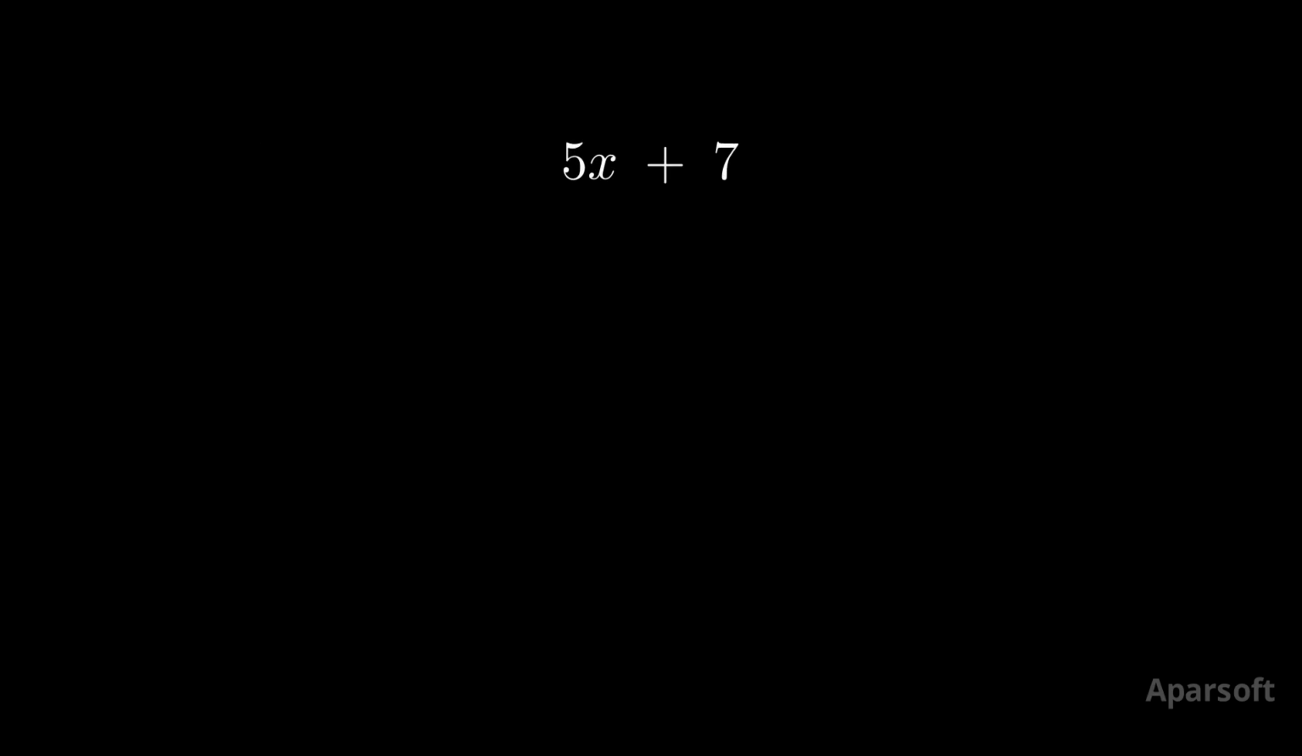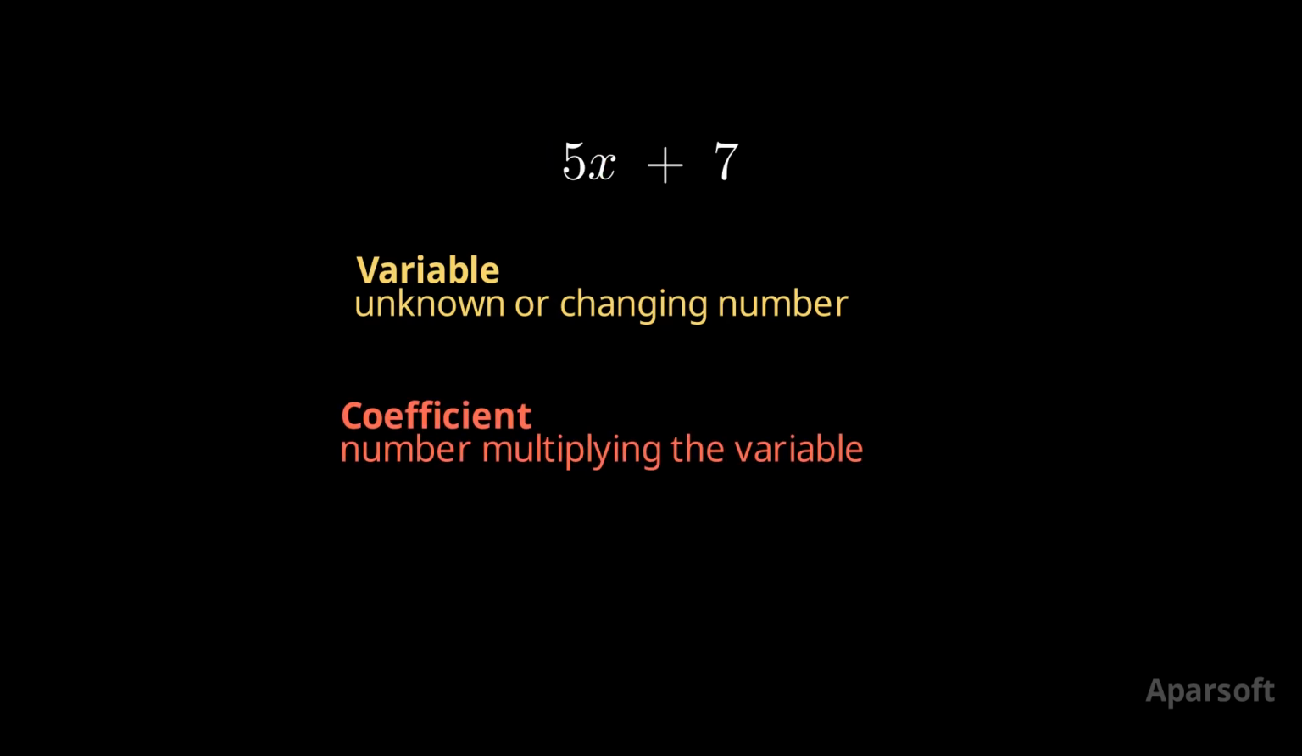Every algebraic expression has parts. Let us look at 5x plus 7. The letter x is the variable. It is the unknown or changing number. The number 5 sitting right next to x is called the coefficient. It tells us how many x values we have. So 5x means the value of x is added 5 times. Think about it. 5x is just 5 copies of x added together. That is what the coefficient means.